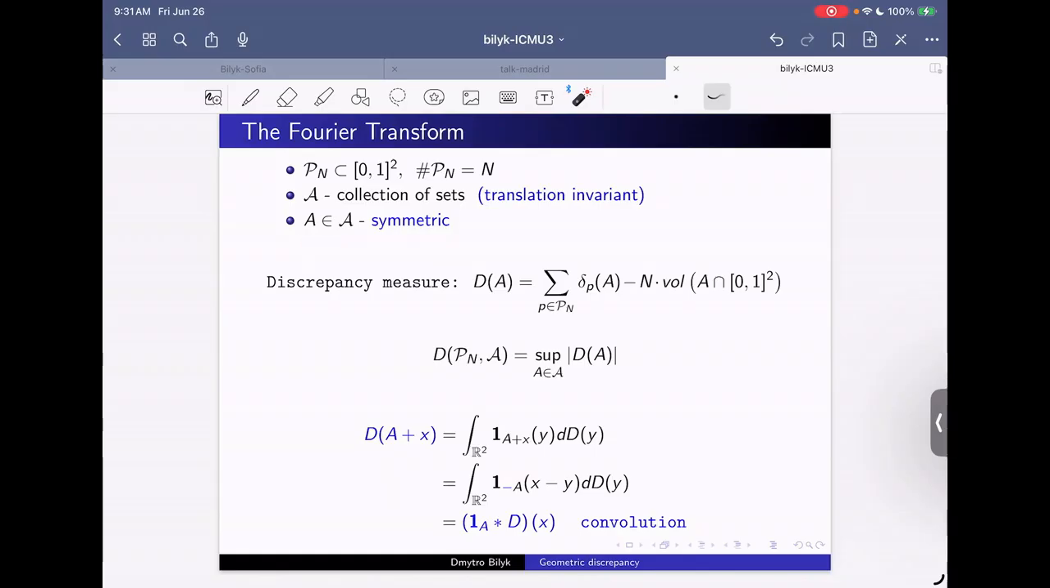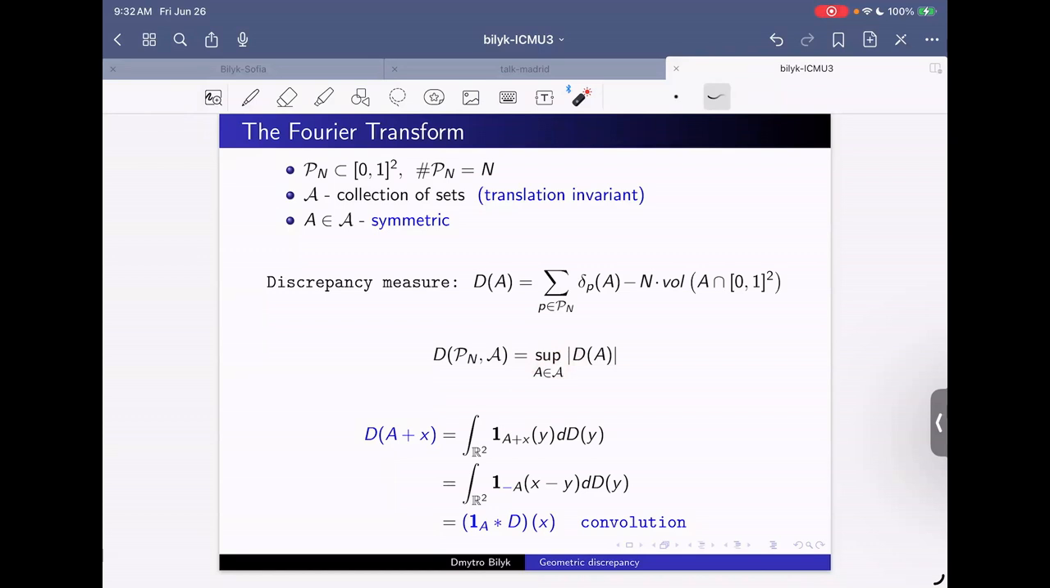Okay, we'll view discrepancy as a measure. So discrepancy with respect to a given set A, you can view it as a measure. So you have a bunch of Dirac delta masses, and you subtract n times the volume of A. Well, you intersect with [0,1]^2, but we'll not care about it too much. And you want to look at the supremum of this quantity over all sets in your class.